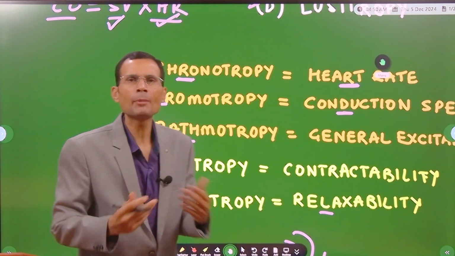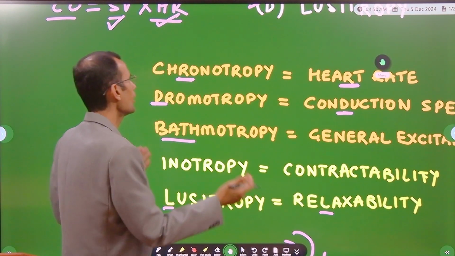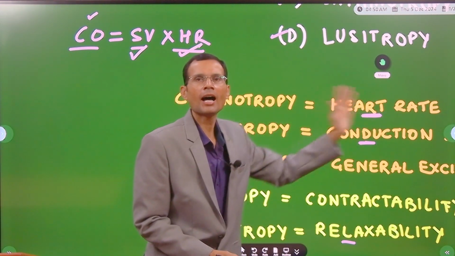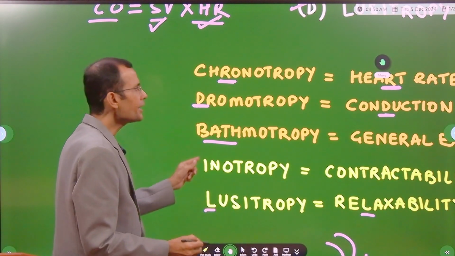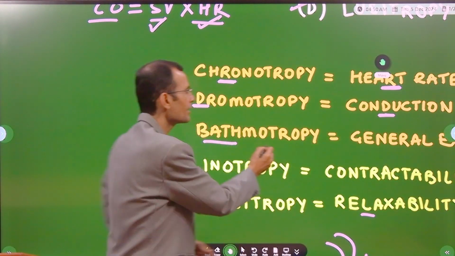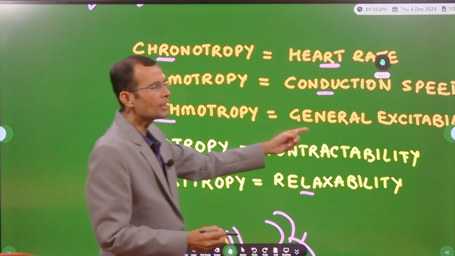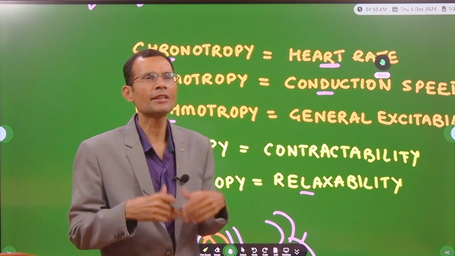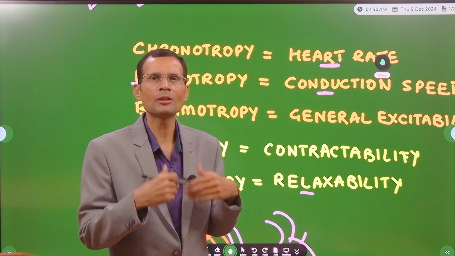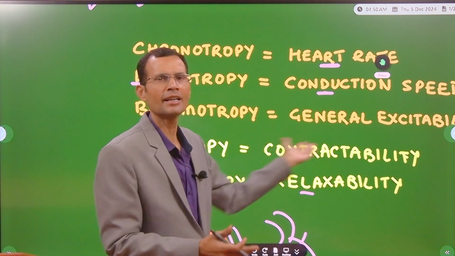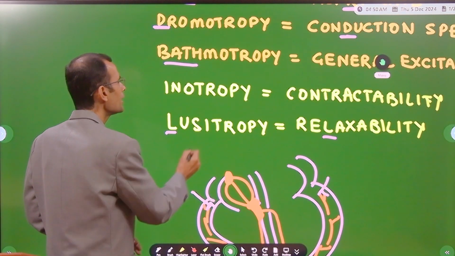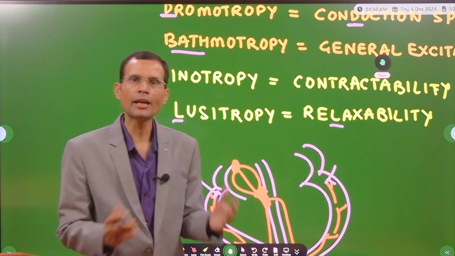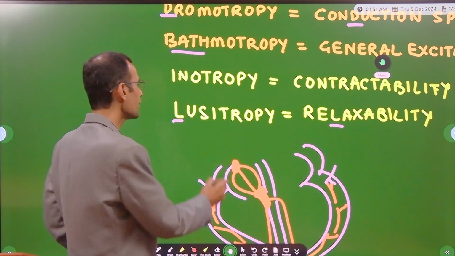Is there any way we can remember these effects easily? Well, chronotropy has R, heart rate has R. Dromotropy has D, conduction speed has D. Bathmotropy, I didn't find any simple method. Let's say after taking a bath, we feel more enjoyable, more pleasurable, more excitable. So excitability, something like that. And lusitropy has got L and relaxability has got L. That's how you can remember these effects.